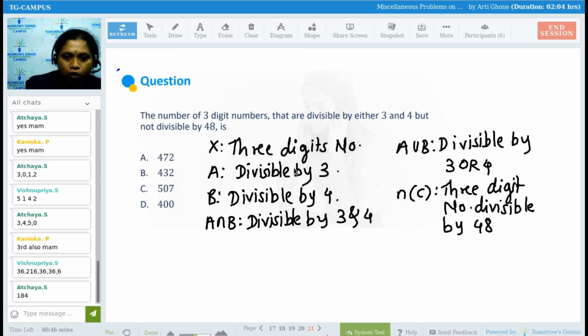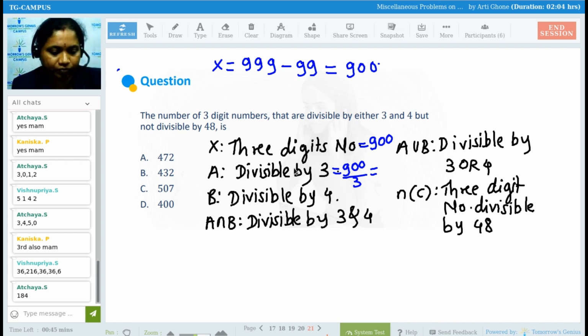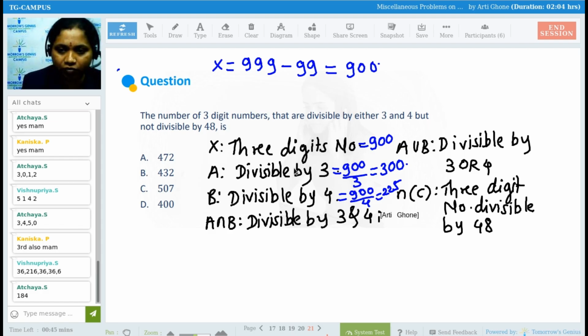Now we need to take the counts. What is the total number of 3-digit numbers? How am I calculating? See now, we have 999, that is the last 3-digit number, out of which 99 numbers are already 1- and 2-digit numbers. So the total of 3-digit numbers is 900. Getting it or not? So 900 divided by 3 will give you the A data. 900 divided by 3, that is 300. What is the B data? 900 divided by 4, that is 225. Okay, and what is the intersection, divisible by 3 and 4? That is 12.